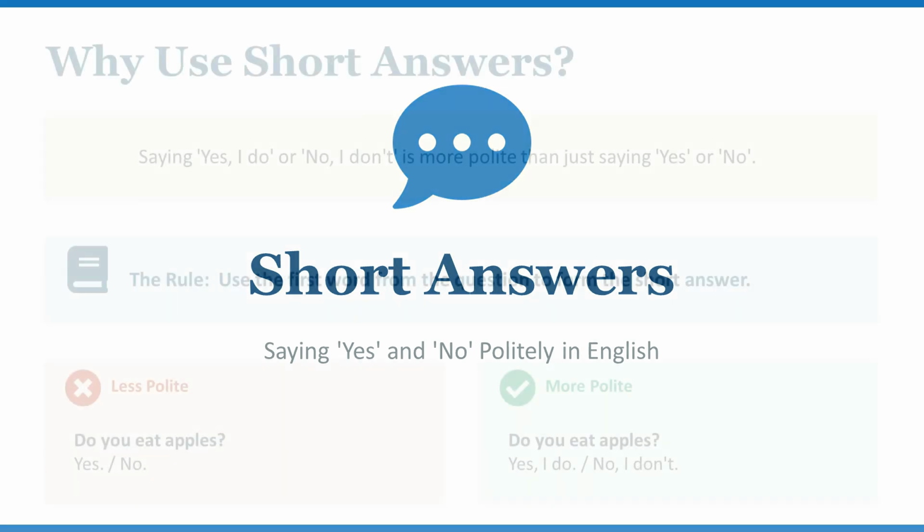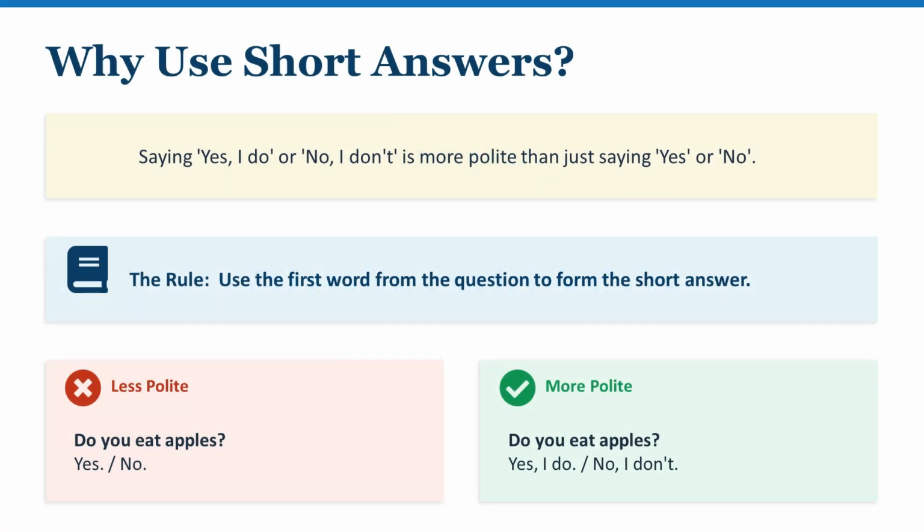Let us get started. So why do we use short answers? In English, saying just yes or no can sometimes sound too direct or even a bit rude. That is why short answers are very commonly used. For example, if someone asks, "Do you eat apples?" Instead of saying just yes, you would say, "Yes, I do." And instead of saying just no, you would say, "No, I don't." The rule is simple. You use the first word from the question to form your short answer.